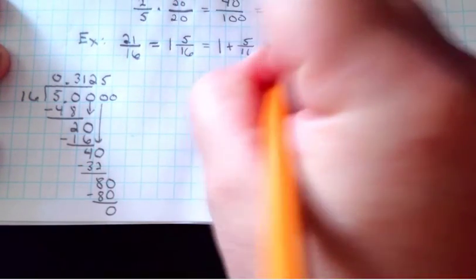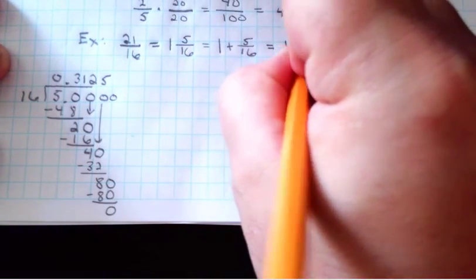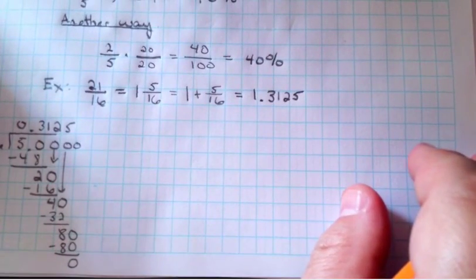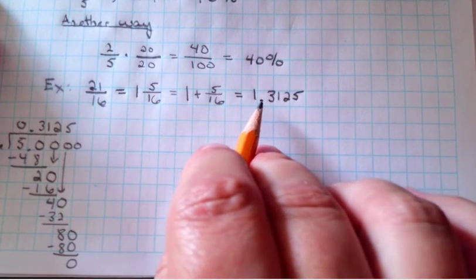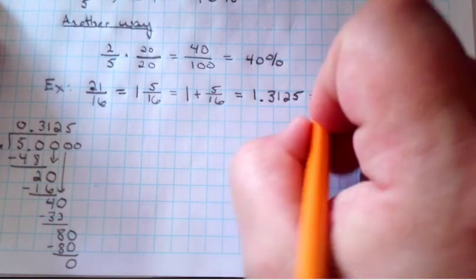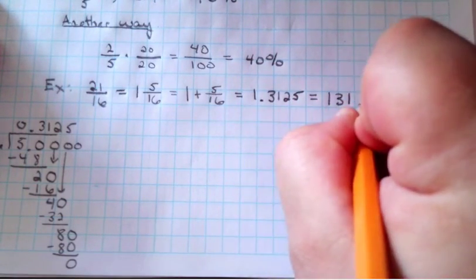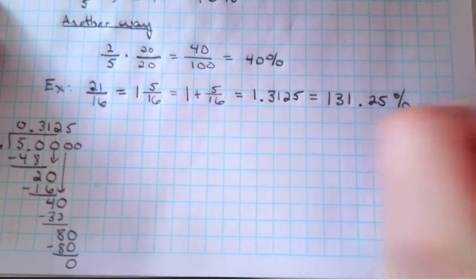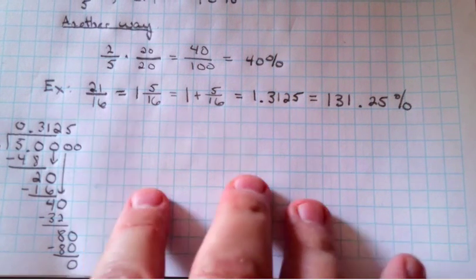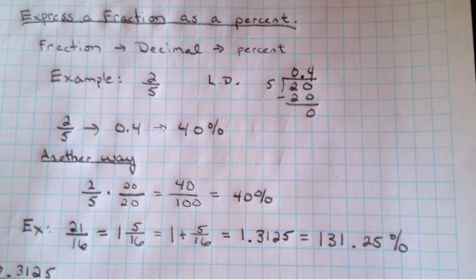So this means that I really have 1.3125. Okay, now I want to convert that into a percent. So to get it into a percent, I move the decimal over twice to the right. So I'll get 131.25%. And like I said, we knew we were going to get more than 100% because this value on top was larger than this value on the bottom. In other words, the numerator was larger than the denominator. So there you go. That is how we can express a fraction as a percent.